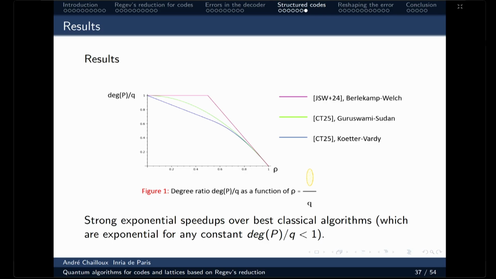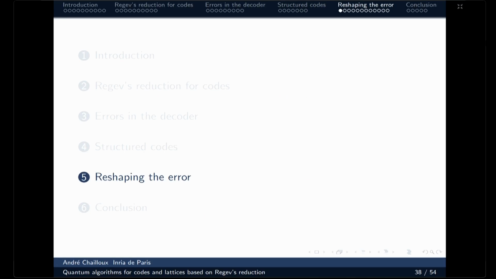of these problems, it is always exponential, right? So if you take this fraction rho, which is any kind of constant, then you cannot classically find polynomials with degree significantly smaller than q, whereas here you have a constant fraction of q for the degree. Okay, so that was just one instantiation of this thinking for structured codes.